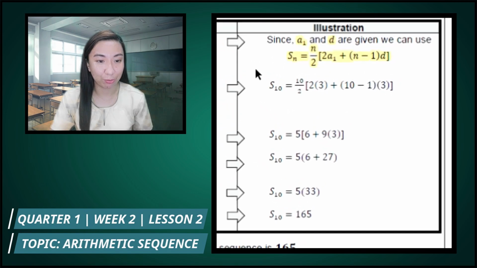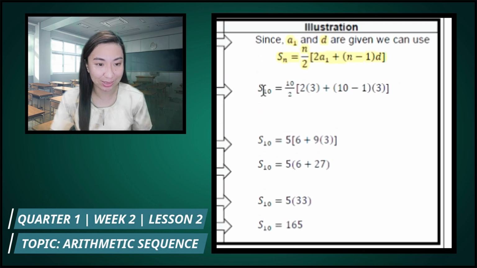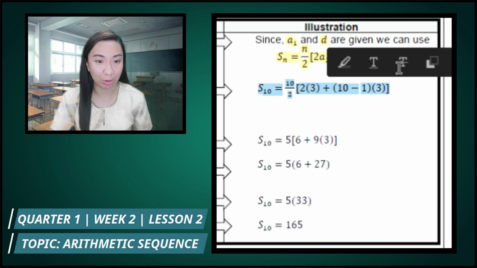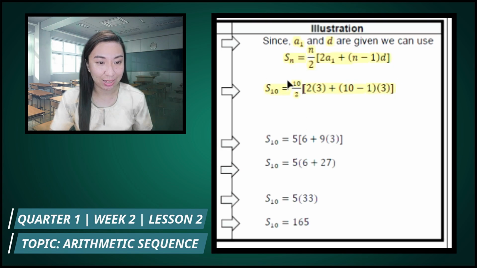So, from the given formula, let us start. S sub n is equal to... n is 10. I hope you are following. So we change this to 10 over 2, times the quantity of 2 times a sub 1, which is 3.